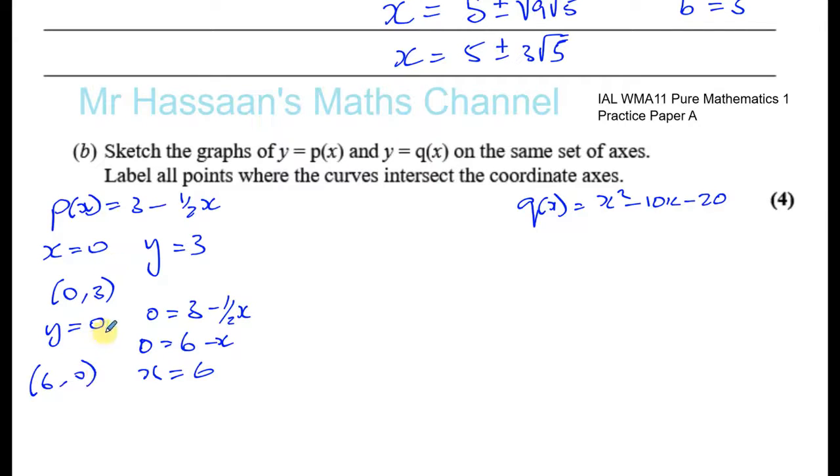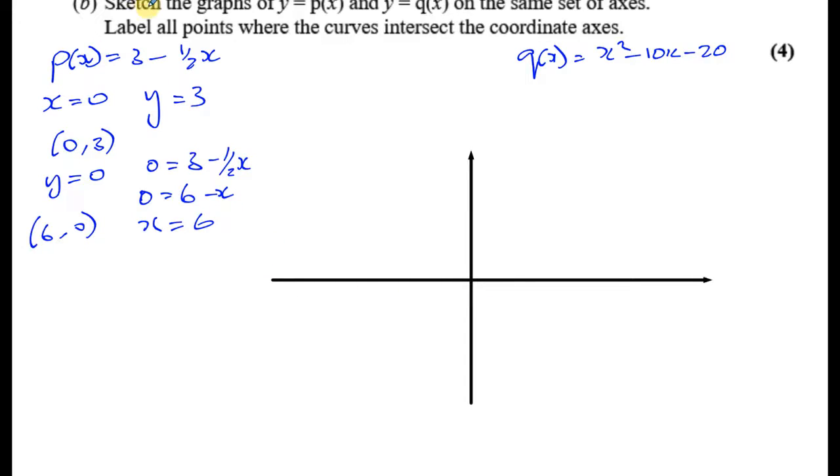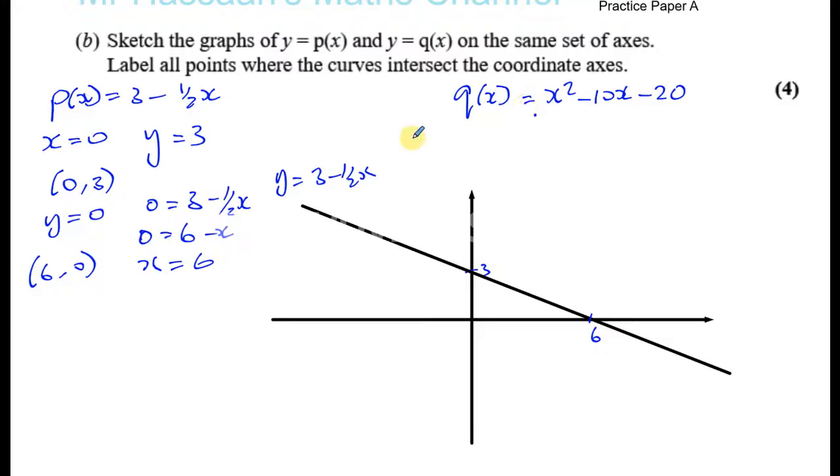Very simple. So let's make a little pair of axes. Let me do it with an arrow so I can show the x and y axis. Okay, so it's going to go through (0, 3) and (6, 0). That will be a straight line. As you can see, it has a gradient of negative a half. And now we have to draw the graph of q(x), which is y equals x squared minus 10x minus 20 on the same pair of axes.